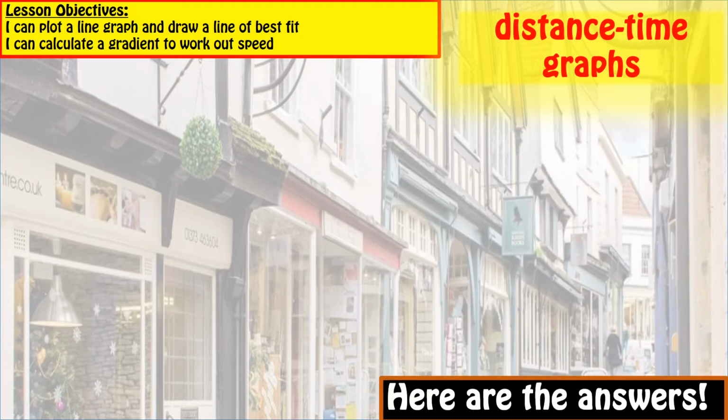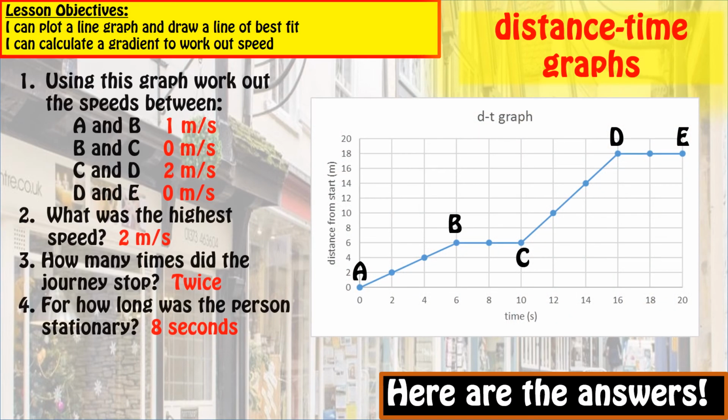So let's have a look at some answers then. Number 1, between A and B, the rise is 6, the run is 6, so 6 divided by 6 is 1 metres per second.